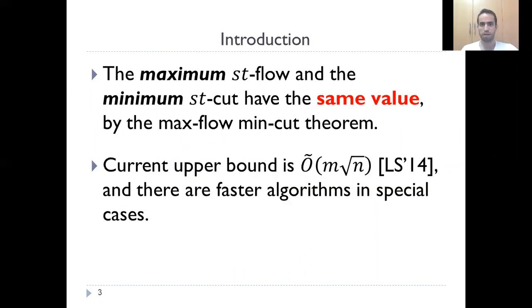Now, just as a reminder, if we restrict ourselves to a single pair, then the maximum flow and the minimum cut problems are the same. They are practically the same. They have the same value by the max flow min cut theorem. The best upper bound for the single pair version is m to the power of 1.5 plus o(1), where n is the number of nodes and m is the number of edges. Many people in the community actually believe that this problem can be solved in near linear time. It's worth noting that there are faster algorithms in special cases.